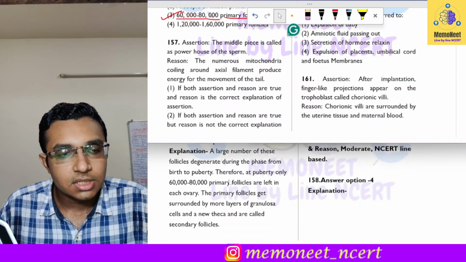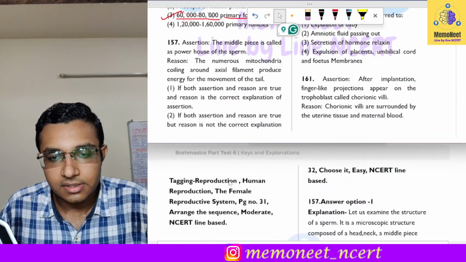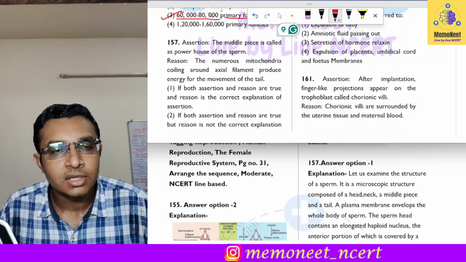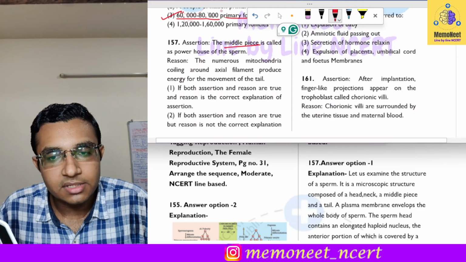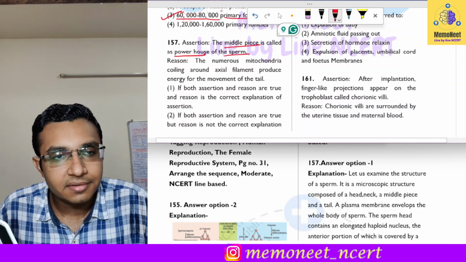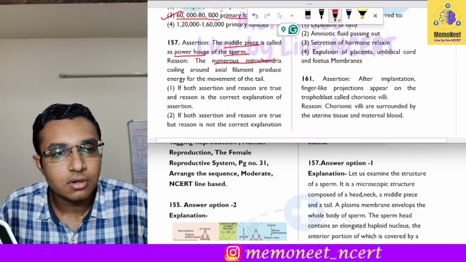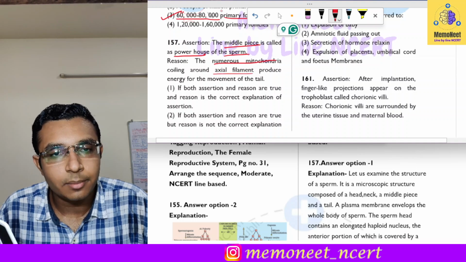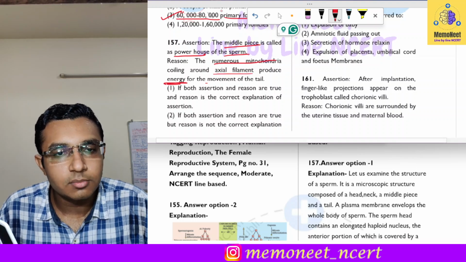The next question is question number 157. It is an assertion reason type of question. So the assertion states that the middle piece is called the powerhouse of the sperm, and the reason given here is the numerous mitochondria coiling around the axial filament produce energy for the movement of the tail.